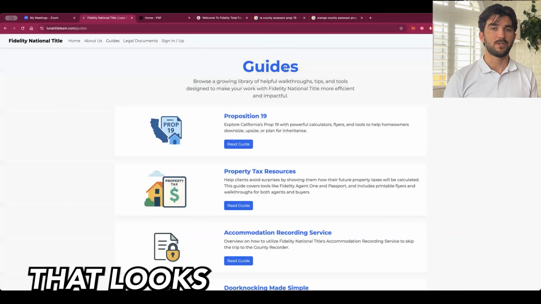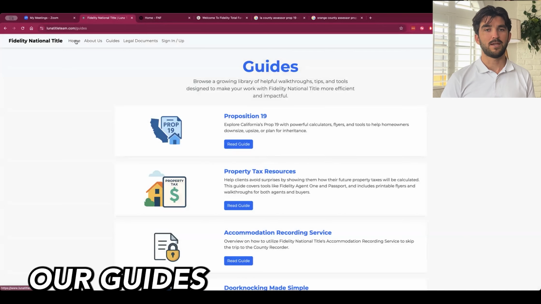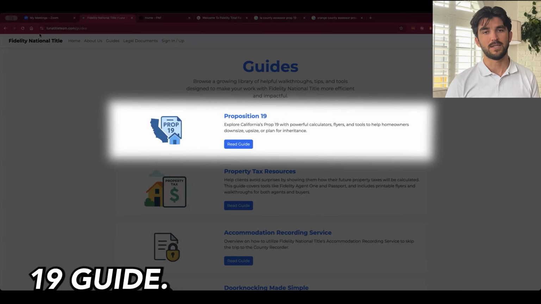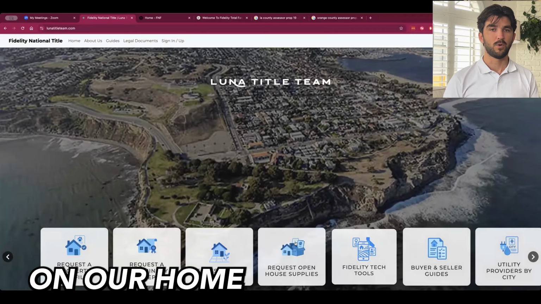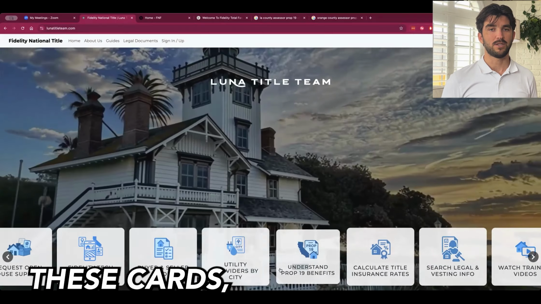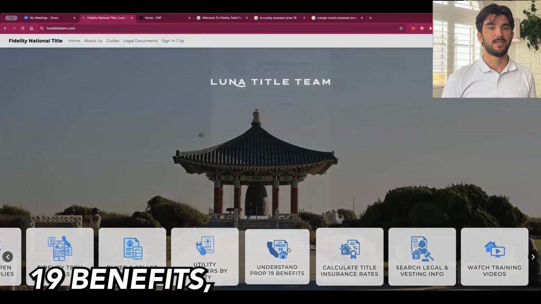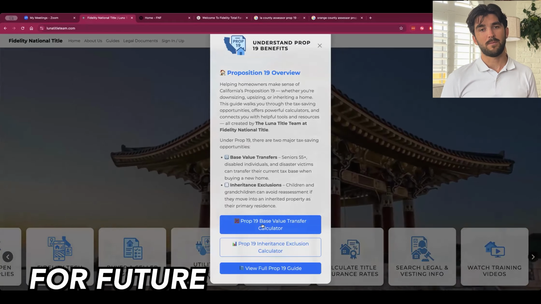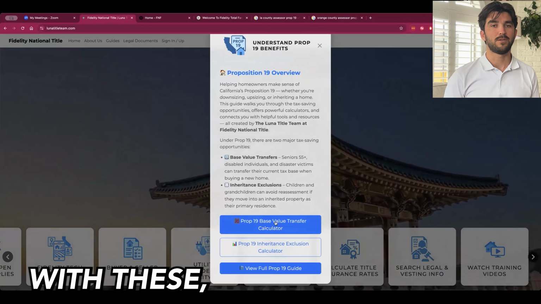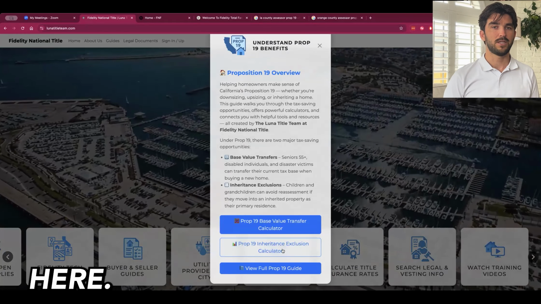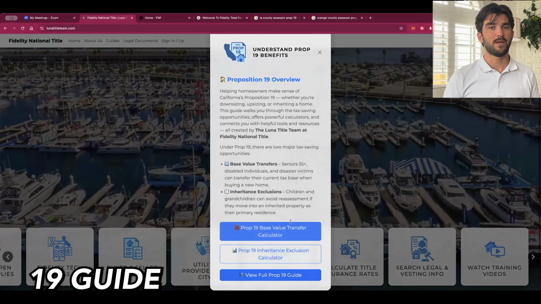You'll be taken to a page that looks something like this. You'll see some of our guides that we have here. We'll be talking about our Prop 19 guide. The other way you can find it would be on our homepage. You can scroll over with these cards, go to Understanding Prop 19 benefits, and you can scroll down. For future reference, once you're comfortable with these, you can just access these calculators directly here, but we'll go to that full Prop 19 guide here as well.